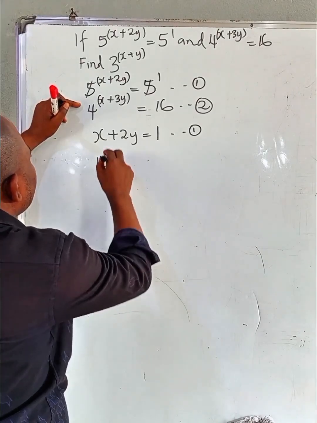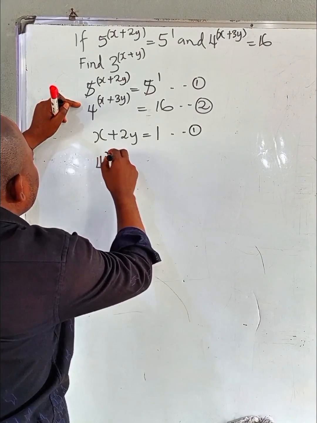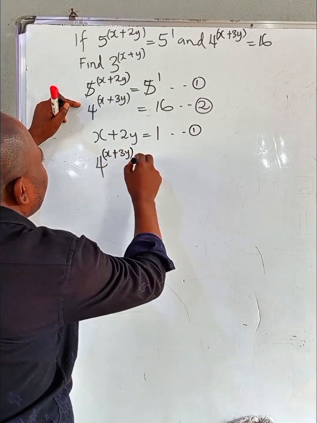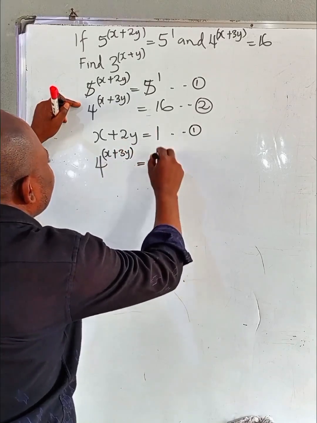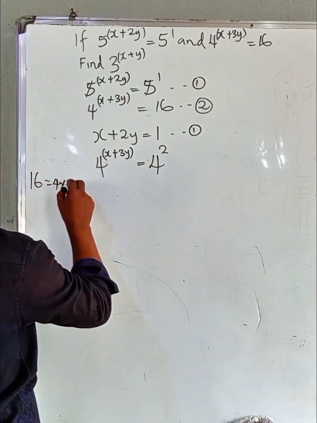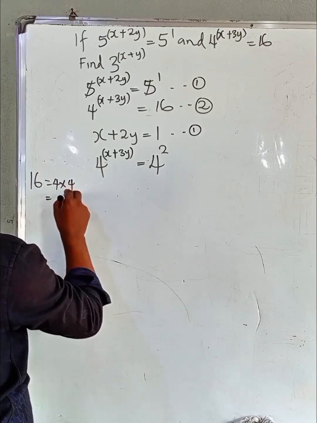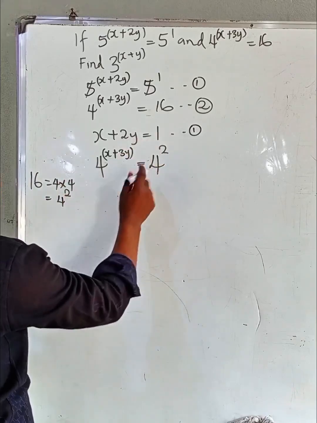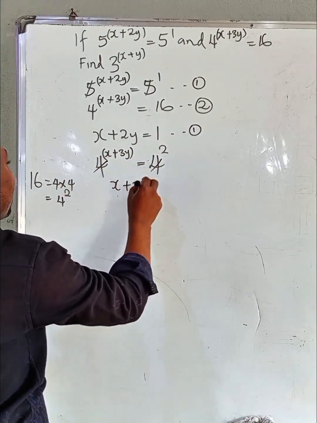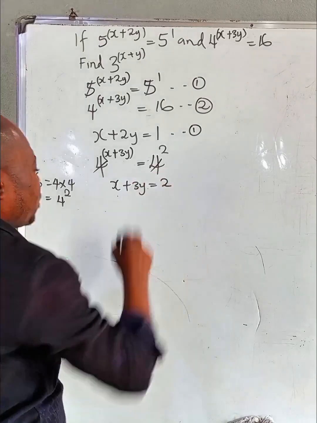Then the second one becomes 4 raised to the power of (x + 3y) equals 4 raised to the power of 2. 16 is the same thing as 4 times 4, which is 4 raised to the power of 2. So in place of 16, we use this. Eliminating the bases, we have x + 3y = 2.